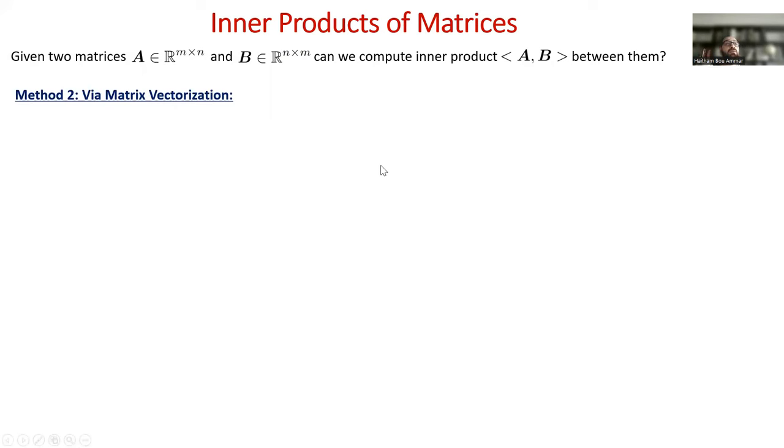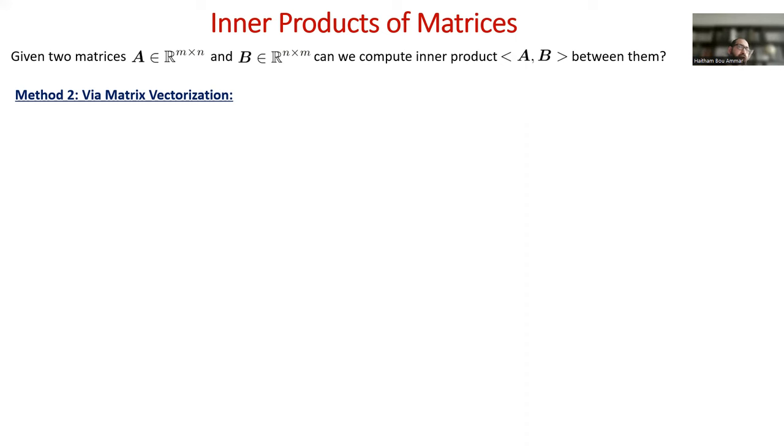Now, another way we could compute that is via matrix vectorization. So the idea here is, from the first lecture, we know how to compute the inner product between two vectors. When we had a vector u and a vector v, to compute the inner product, we did u transpose, so we made that a row and multiplied that by v, which was a column. So we know how to do that.